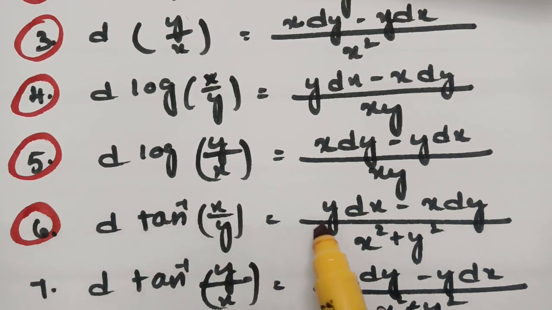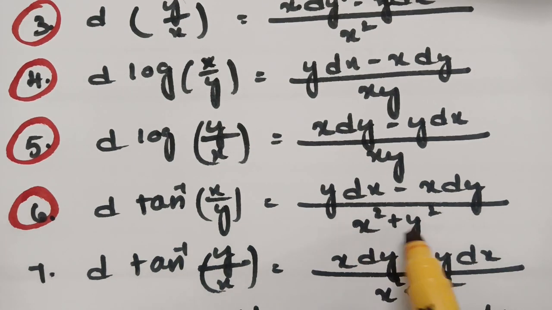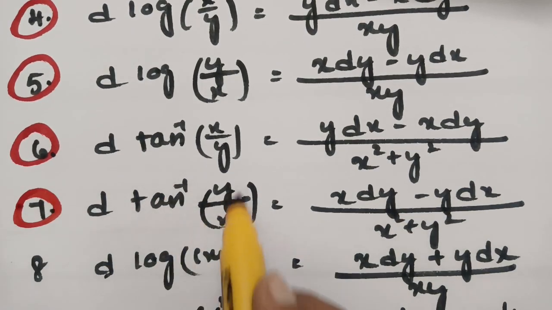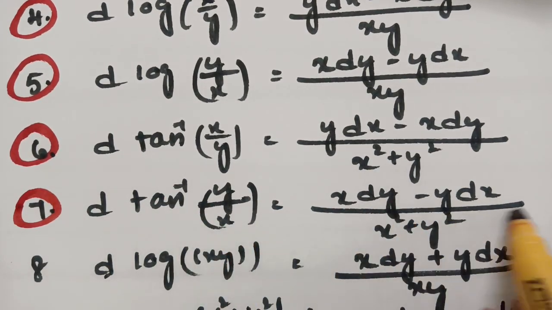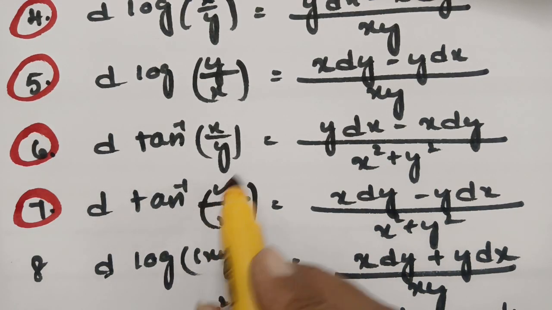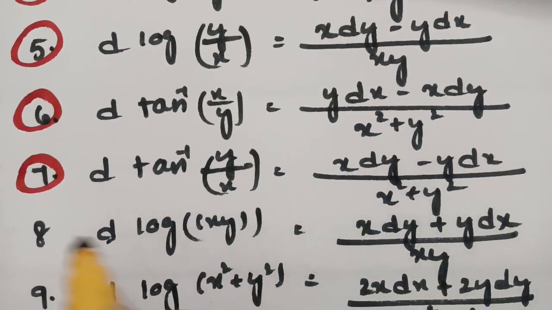The derivative of tan inverse of x by y is nothing but, as there is a fraction and tan inverse, in the denominator it will be x square plus y square, into y dx minus x dy. The derivative of tan inverse of y by x is 1 by x square plus y square. If it is y, go with x dy minus y dx.